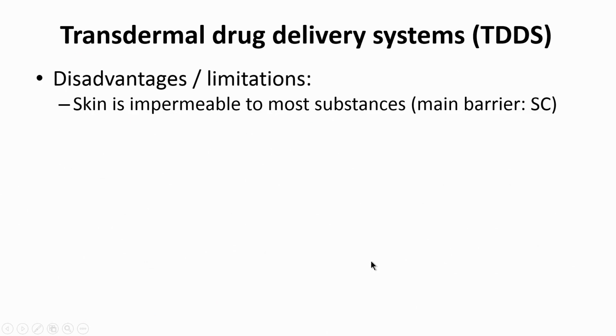So, let us talk about some major disadvantages. We briefly discussed this already. The skin is impermeable to most substances, and the main barrier is the stratum corneum layer. So, pretty much 90 to 95% of the things that you want to deliver will not be good enough to go through the skin.